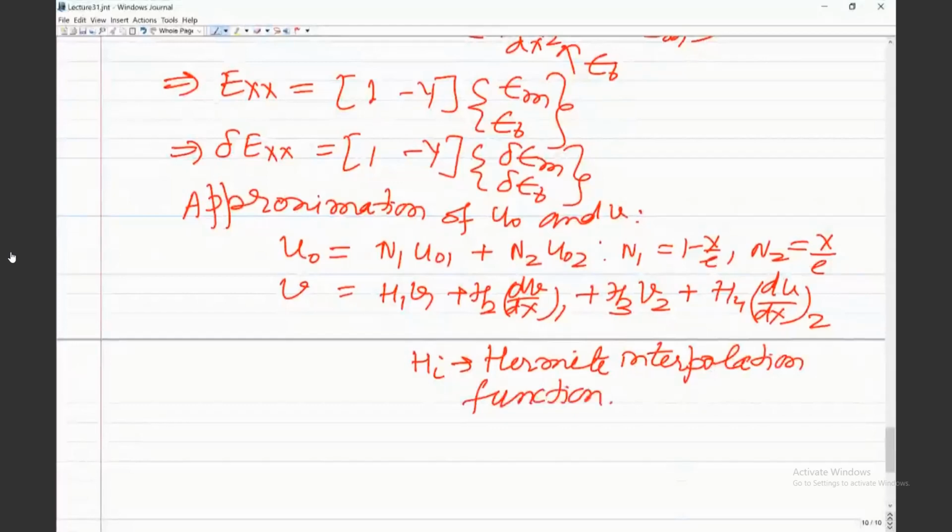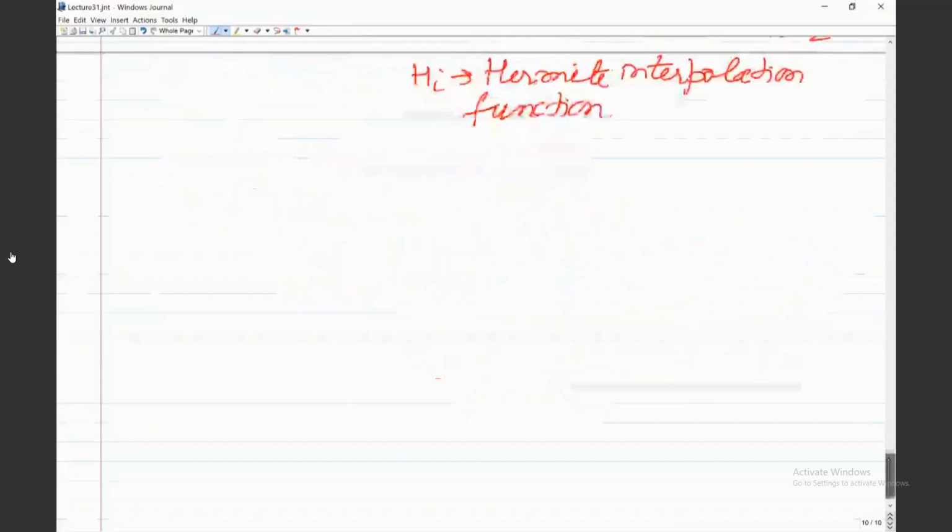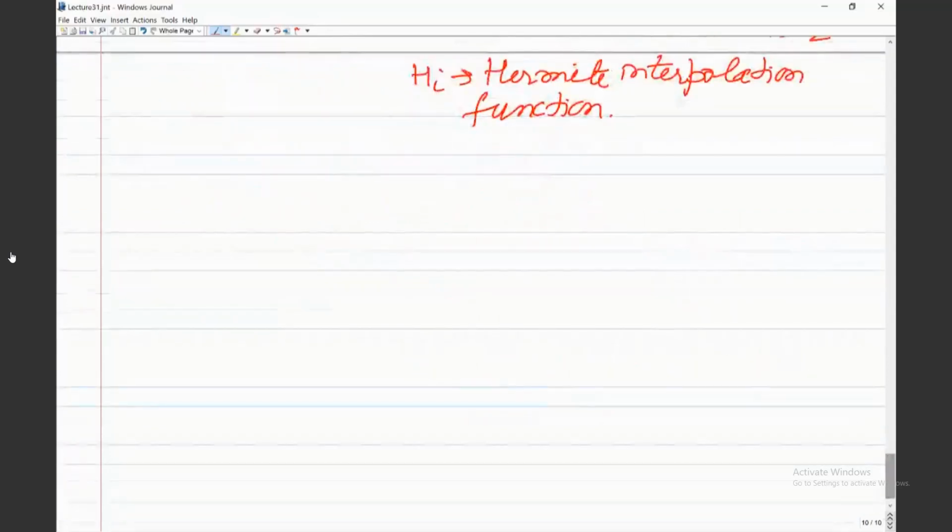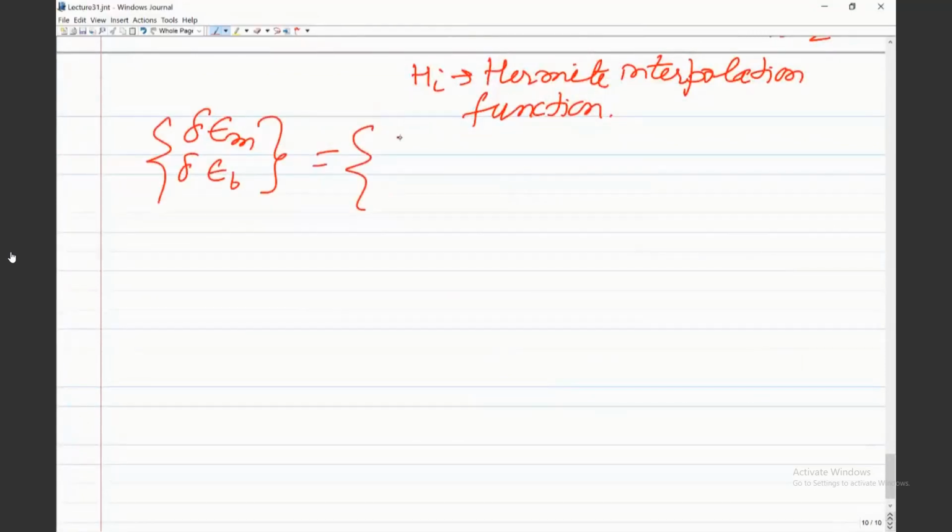Now we want to identify the B and B NL. So now I am going to take the delta of epsilon m and delta of epsilon b. If you look at these two strains, as per the definition, this would be delta of du naught by dx, and the second term is half of dv by dx square, so its derivative would be dv by dx into delta of dv by dx, and the second would be simply delta of d2v by dx square.